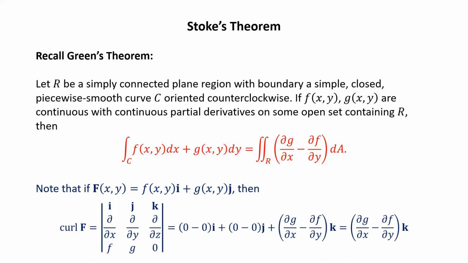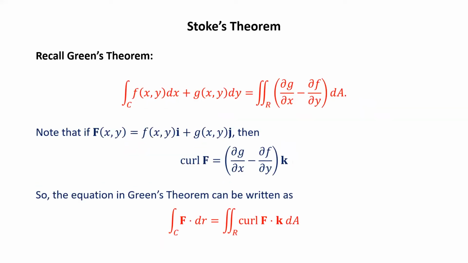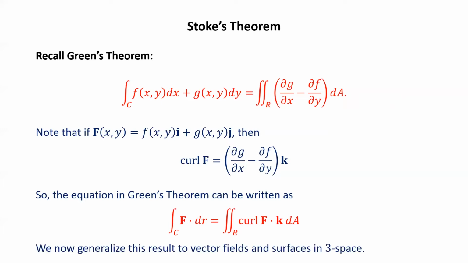Right? So notice that if we multiply the integrand of the double integral by k, we get the curl of F. This means that the equation in Green's theorem can be written as the line integral over C of F dot dr is equal to the double integral over R of curl F dot k dA. We're now going to generalize this result to vector fields and surfaces in 3-space.